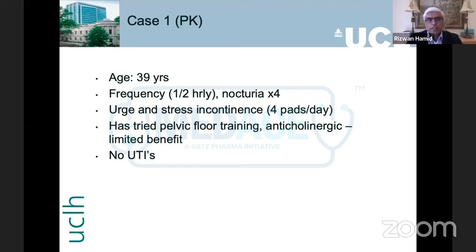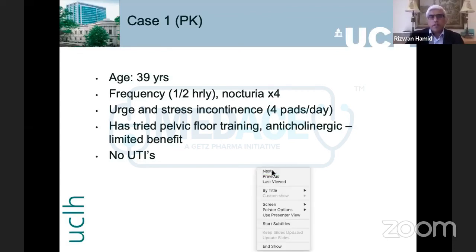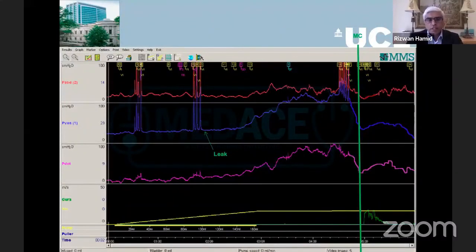The first case is a 39-year-old with a frequency of half-hourly and nocturia, who complains of both urge and stress incontinence, has tried pelvic floor training and anticholinergics with limited benefit, and does not complain of any urinary tract infections. I'm not going to divulge the pros and cons of whether we should do urodynamics or not. We are going on the assumption that the next step is urodynamic studies, which we have performed. So here is a tracing from the urodynamics.